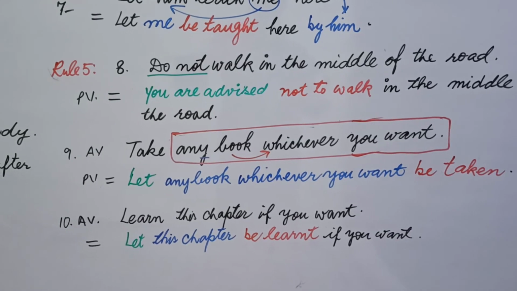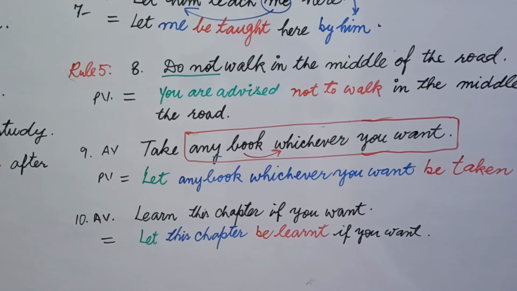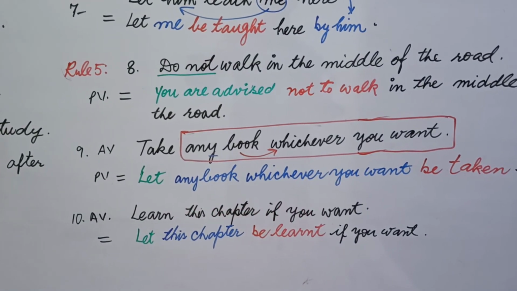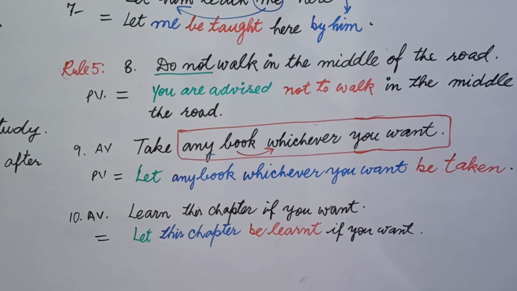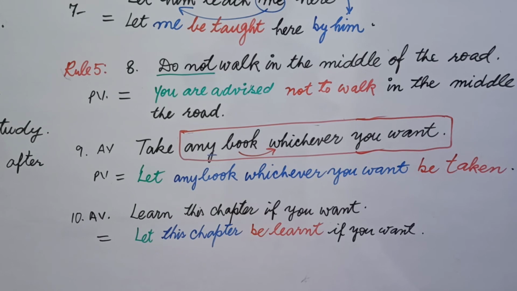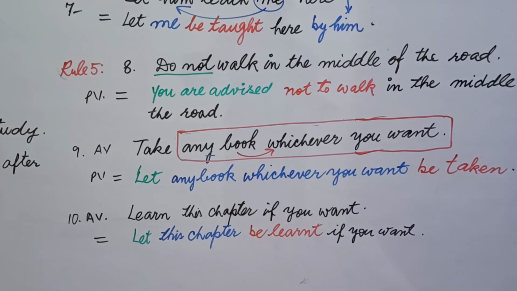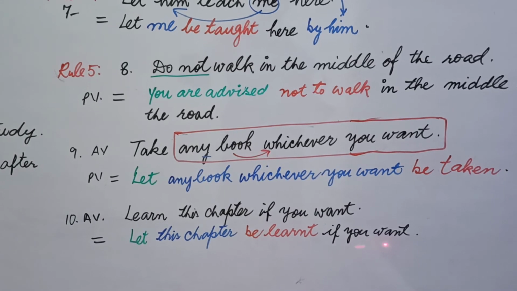In sentence number 10, there is one more clause-based sentence in imperative. You see, learn this chapter if you want. Means learn is the first form. This chapter is an object. If you want is then another part of the clause. And you have your verb and your object, then you have nothing to do with this if you want. So it is the rest part of the sentence and you will copy it at the end of the sentence.